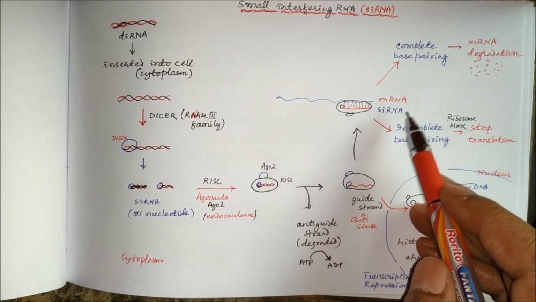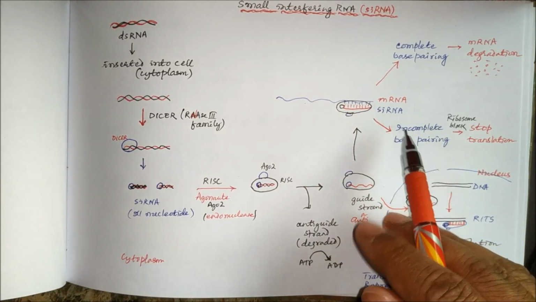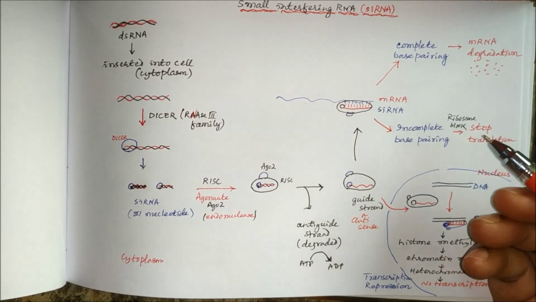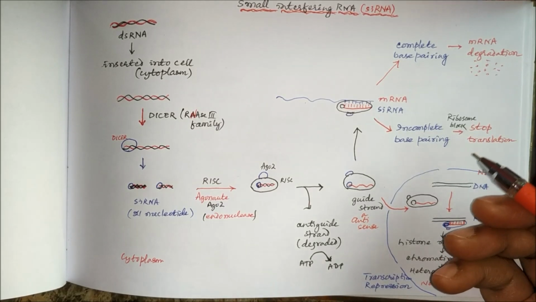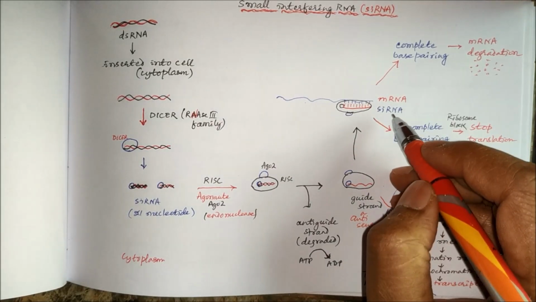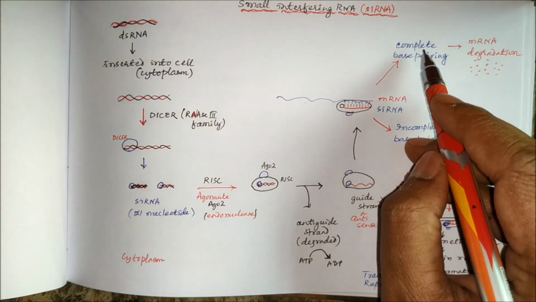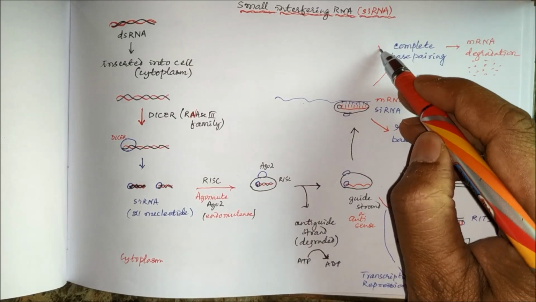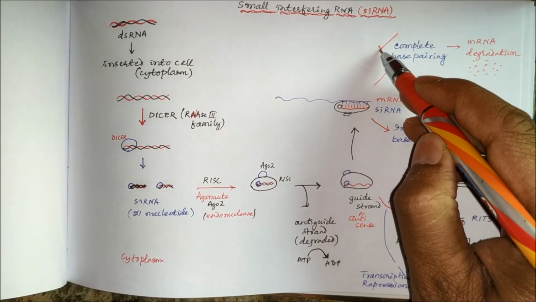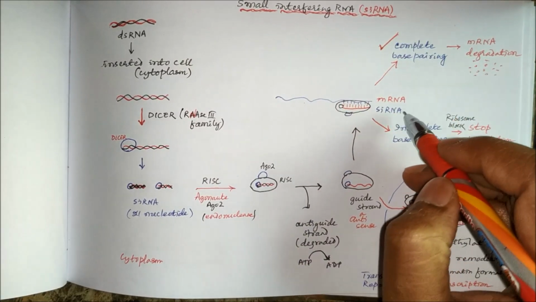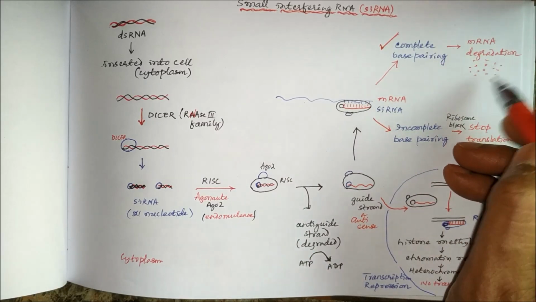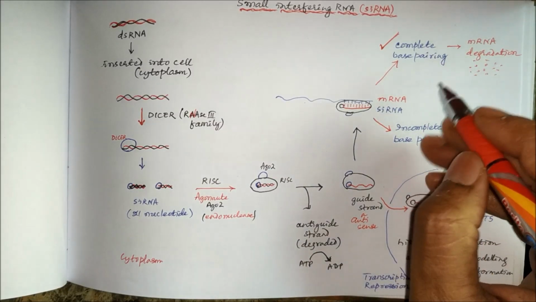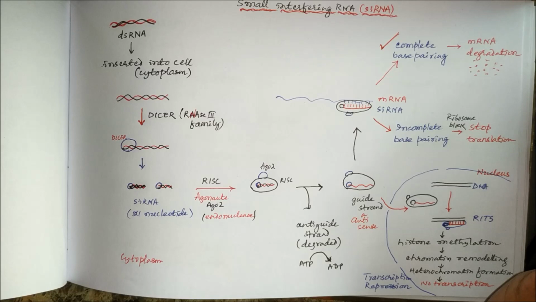But in case of microRNA, there is incomplete or partial base pairing, whereas in case of siRNA there is complete base pairing. So there will be mRNA degradation. So this is the major event in case of siRNA. mRNA degradation will be there. So if there will be no mRNA, so no protein synthesis will be there.